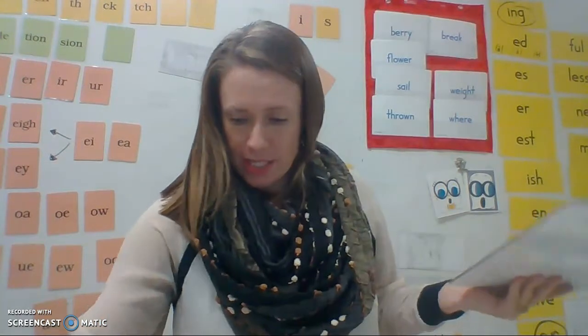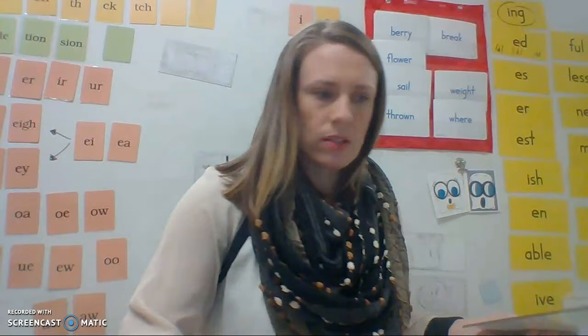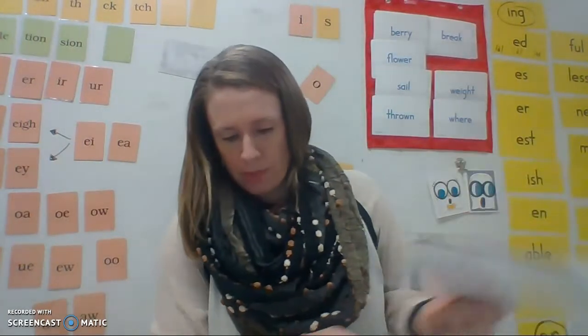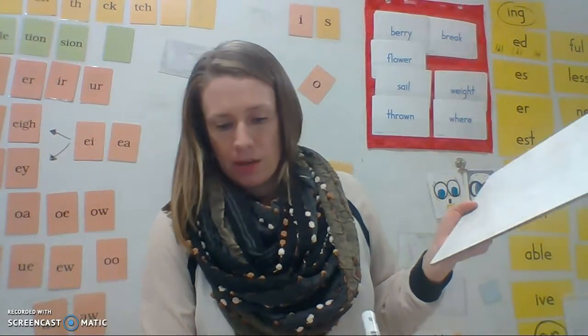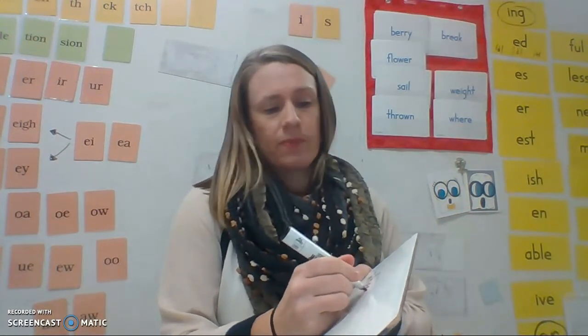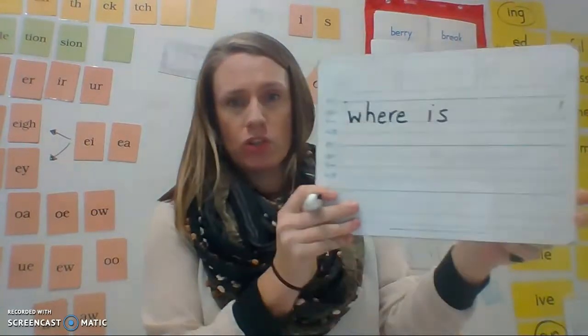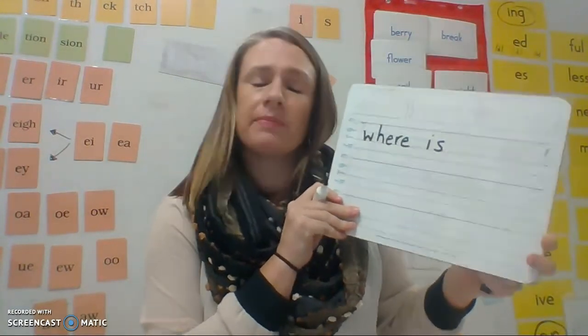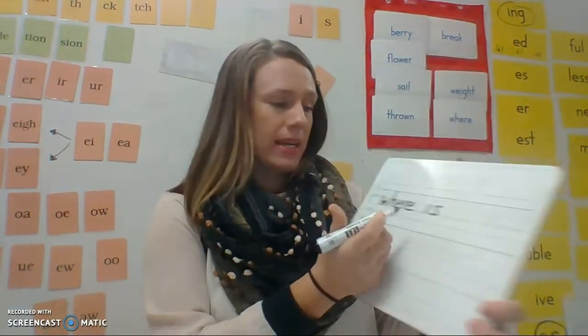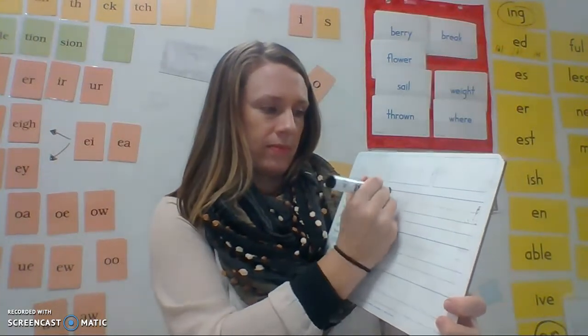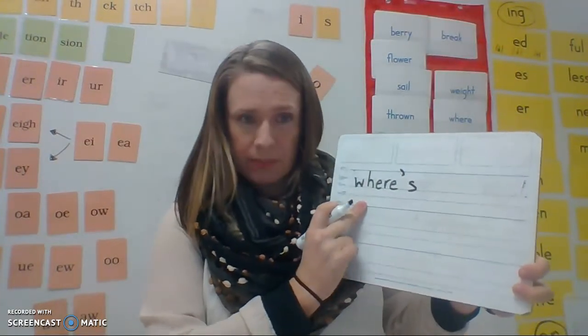Okay, let's erase it. Actually, instead of doing one more sentence, let's do another contraction. Okay, here's your word set. Where is. Take where is and change it to the contraction. What would the contraction be if I'm saying, where is my dog? Where's. Make it say where's. Where's my dog?